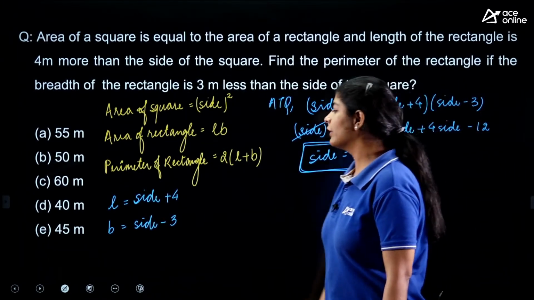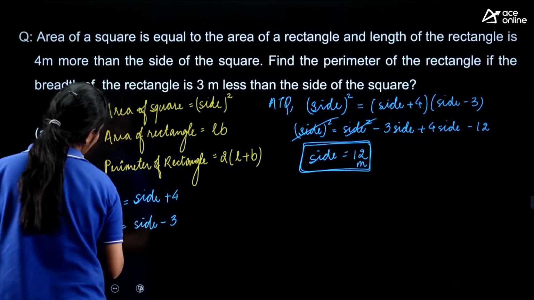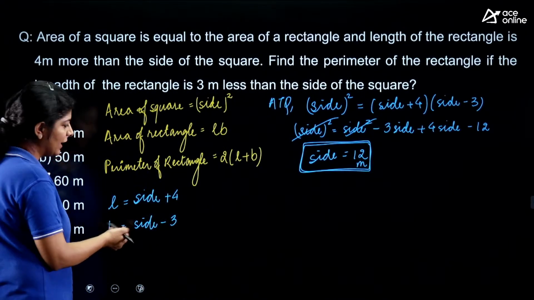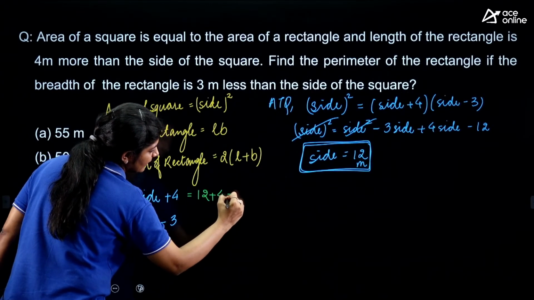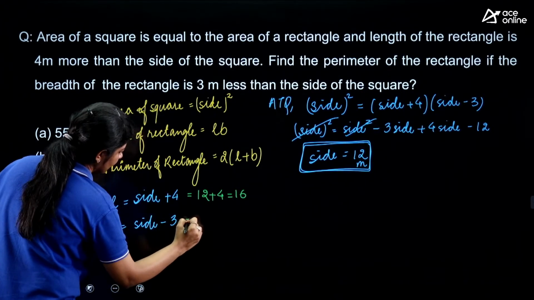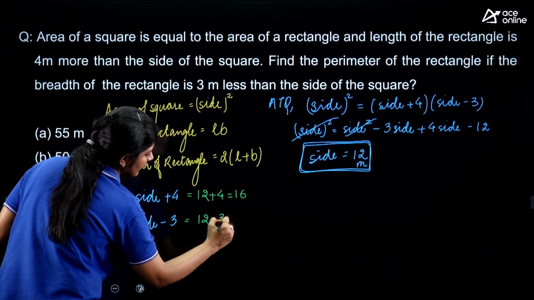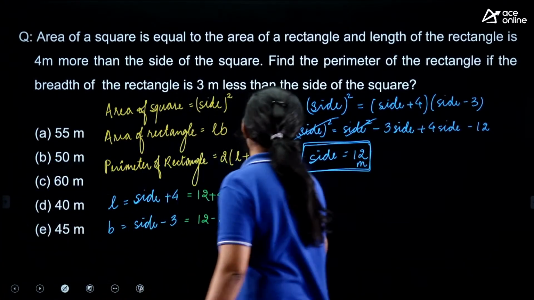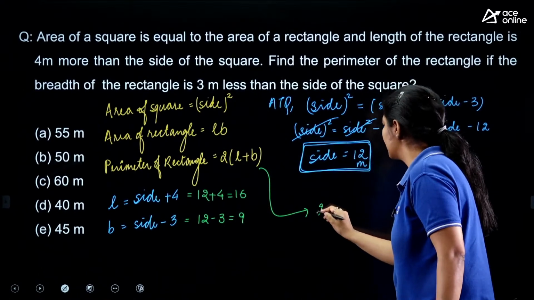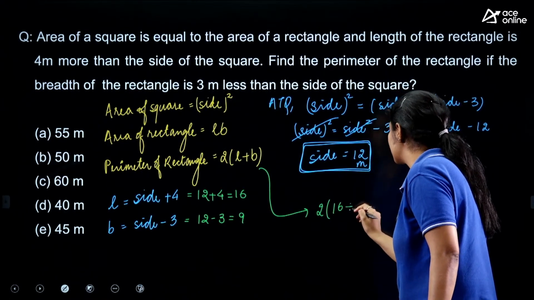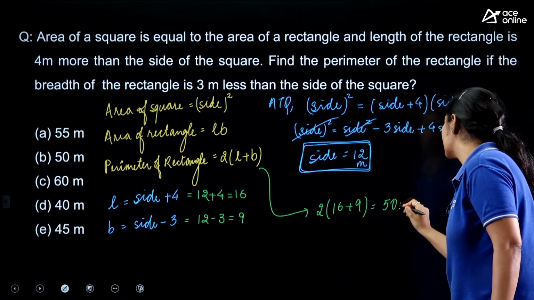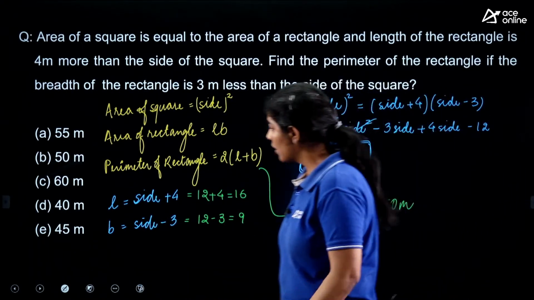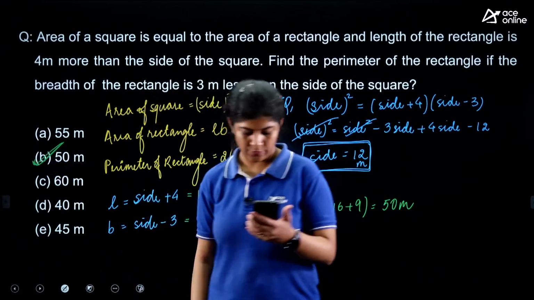Now we have to find out the perimeter. So first we calculate the values of L and B. Here 12 plus 4 is 16, and 12 minus 3 is 9. So the perimeter of the rectangle is 2 into 16 plus 9, that is 25. 25 into 2 is 50 meters. Option number B is the correct one. Very good.